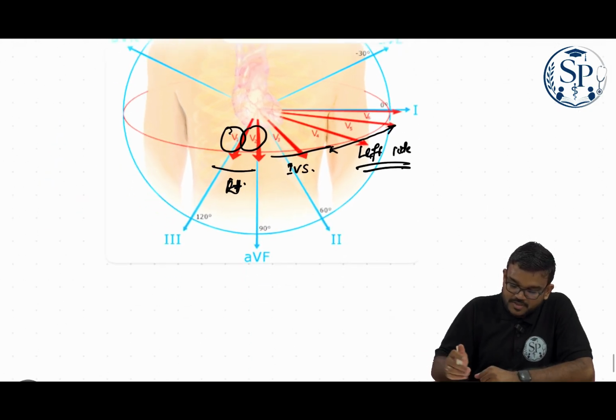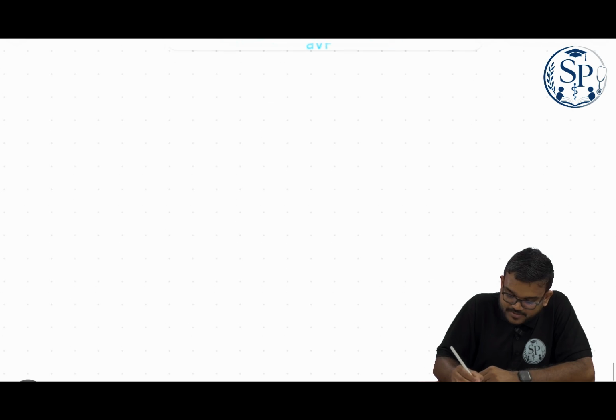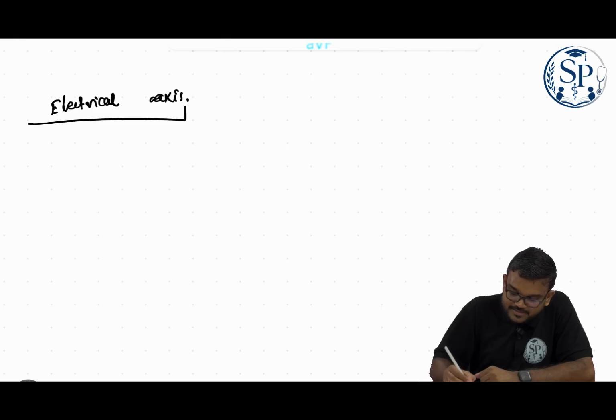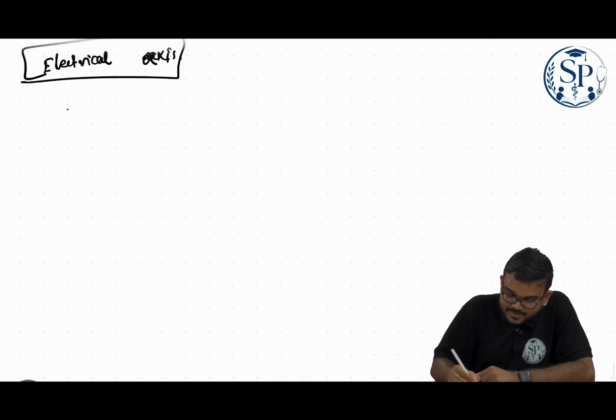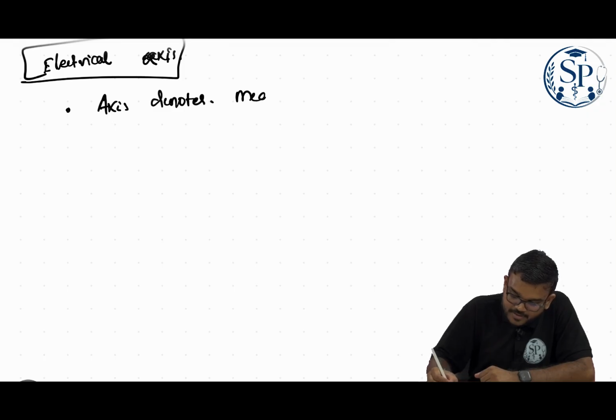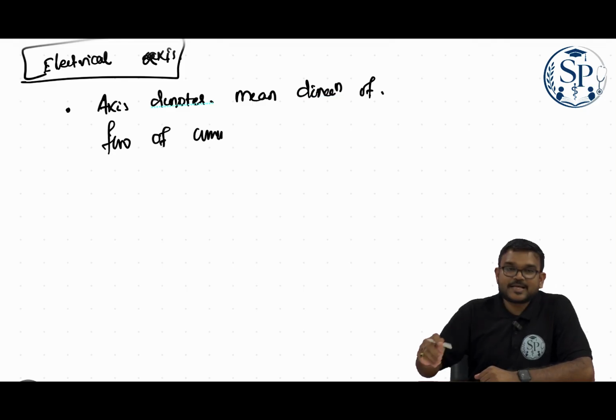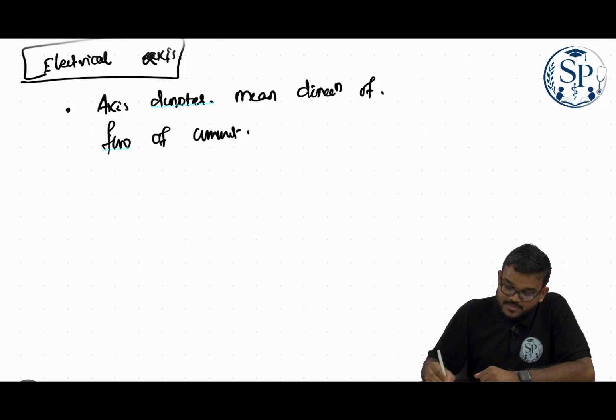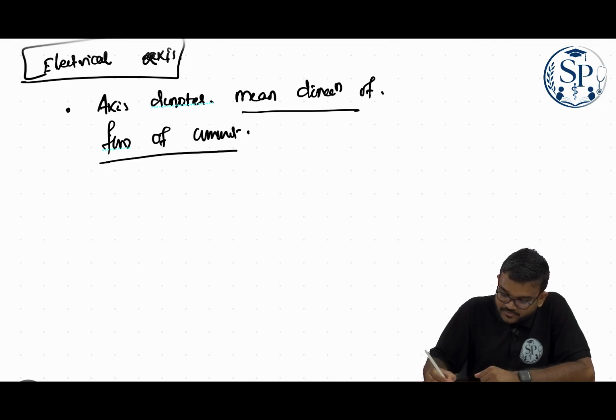Okay. Now coming to the concept of electrical axis. What do you mean by axis? Axis denotes the mean direction of flow of current. The axis denotes the mean direction of the flow of current through the heart.